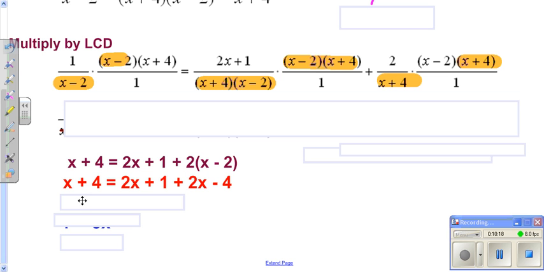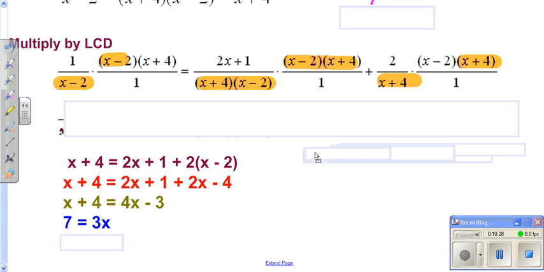Then we can go ahead and combine any like terms we happen to have. Your 2x and your 2x is 4x, your plus 1 and your minus 4 is minus 3. Then we can go ahead and subtract an x from both sides, so we get a 3x. Add a 3 to both sides to get your x's by itself, we get a 7. Divide and we get 7/3.